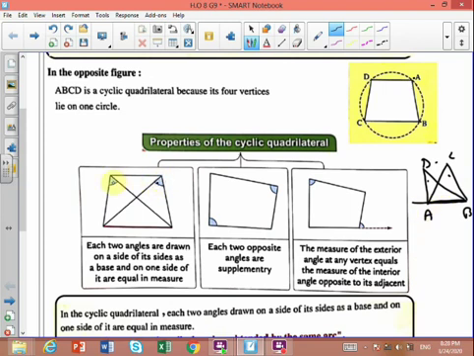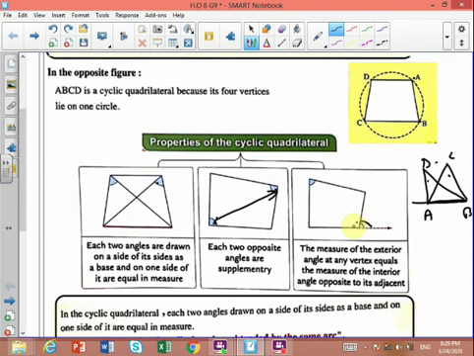So here it is the same. These are 2 angles on the same base, on the same side of the base. Or, another property of the cyclic quadrilateral, each 2 opposite angles are supplementary, and the measure of the exterior angle at any of its vertices equals the measure of the interior angle. Which one of the 4? It is equal to the interior angle opposite to its adjacent.